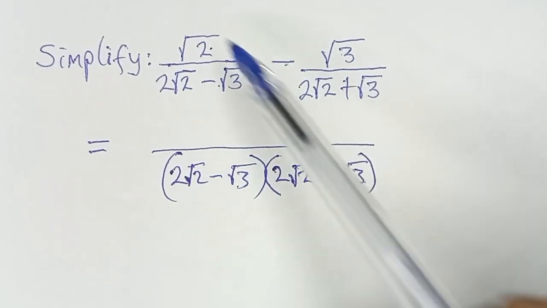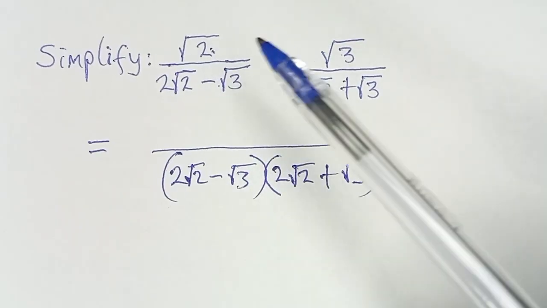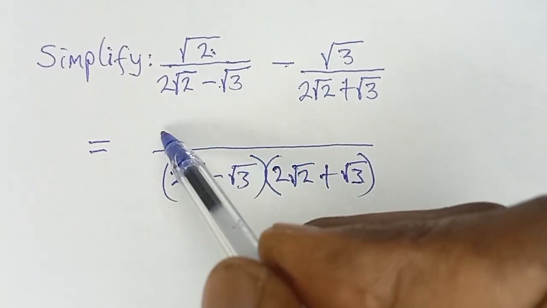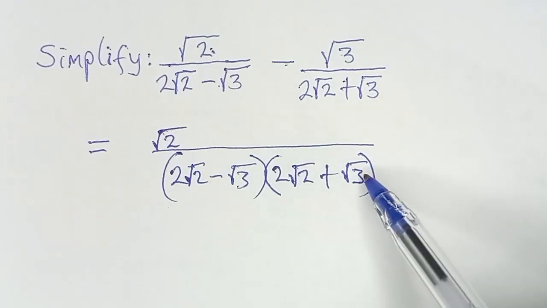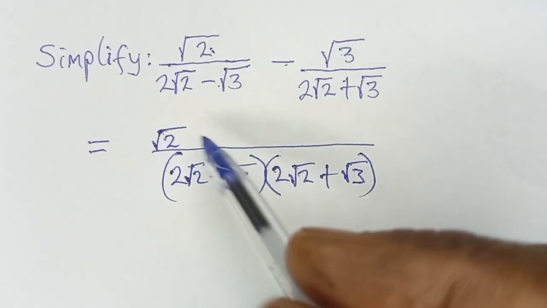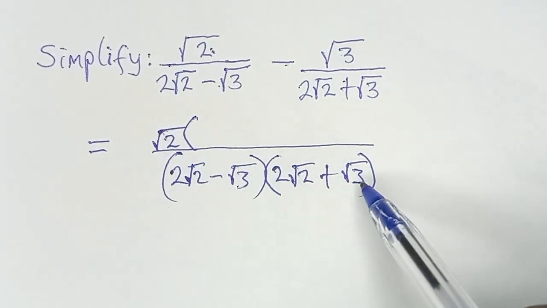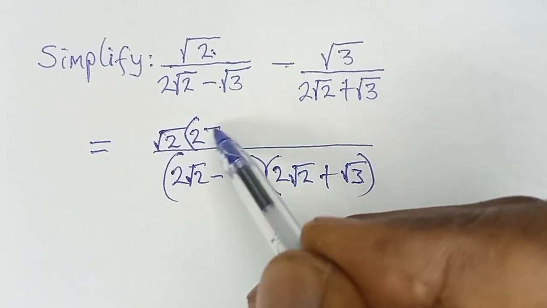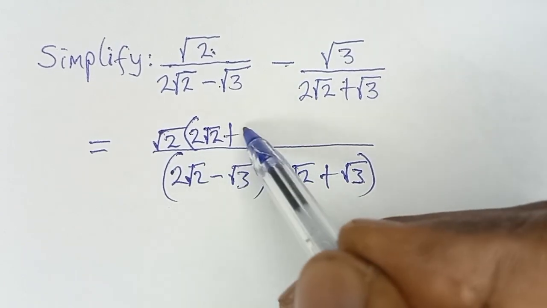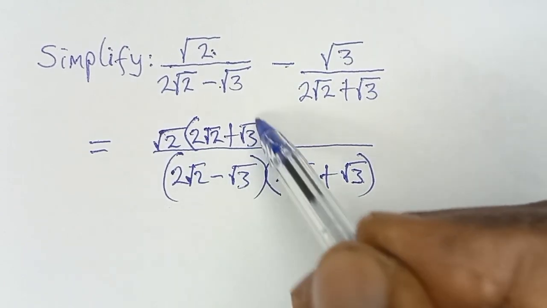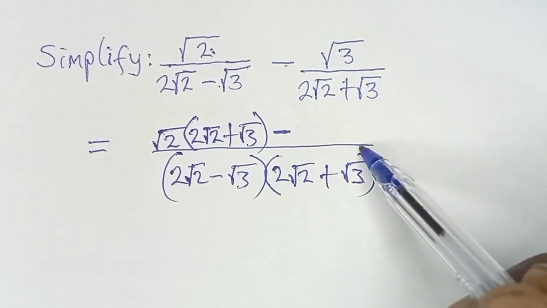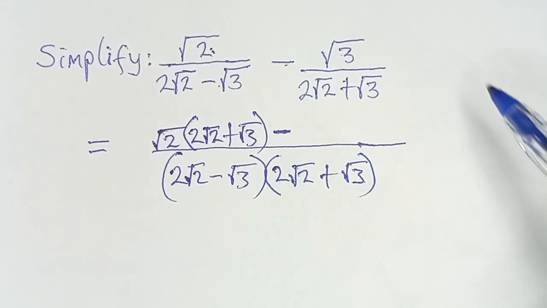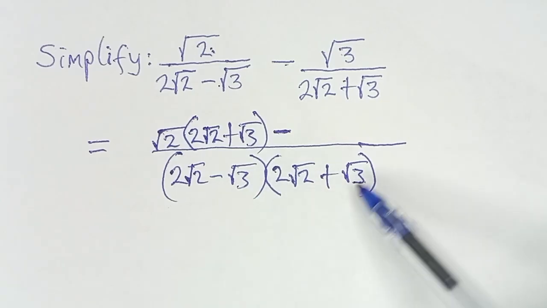So we'll now carry this and multiply the numerator, just like the way we handle fraction. So I'll be having root 2, that is the numerator, multiplied by what we got when we divided this by this. And that will be multiplied by this part, which is 2 root 2 plus root 3. And then the sign that is here, minus, I'm going to write it out.